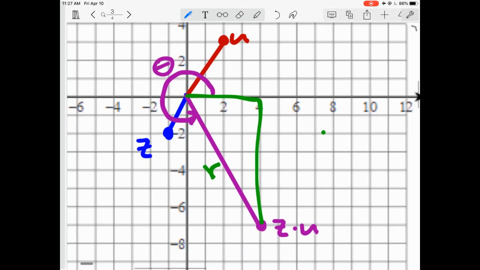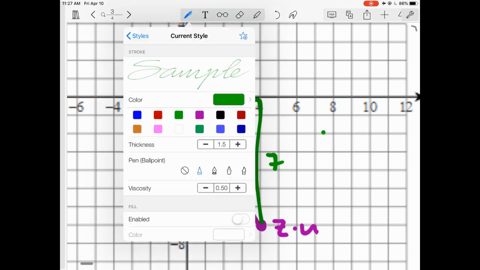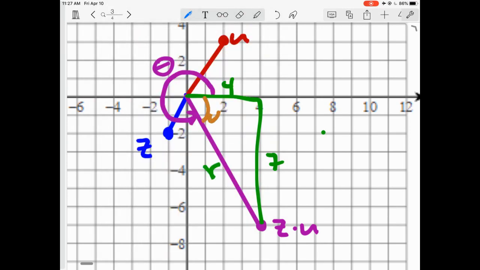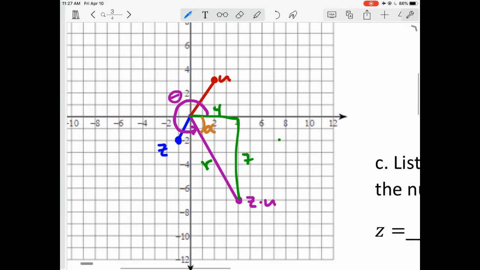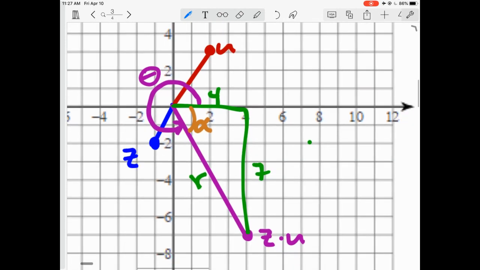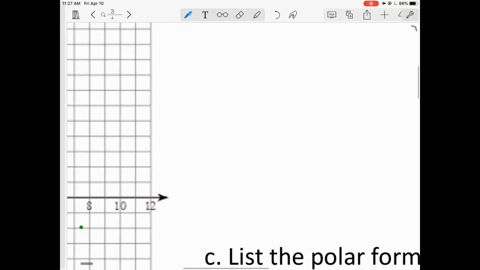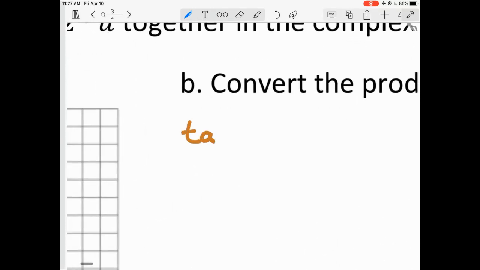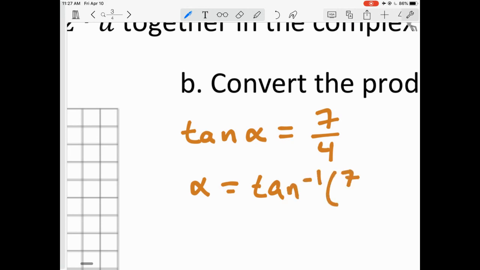All right, so this length is 4. This length is negative 7, or really it's just 7. And then this angle in here we'll need to know. That angle is alpha. To figure out what alpha is, we need to use tangent, because we know the opposite and the adjacent sides. Tangent alpha is equal to 7 over 4. Apply the inverse tangent of both sides. You should get alpha equals tangent inverse of 7 over 4.